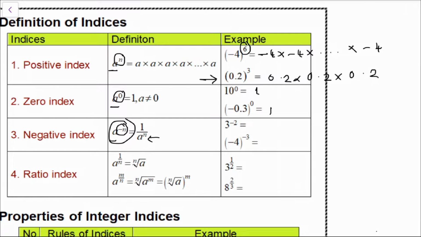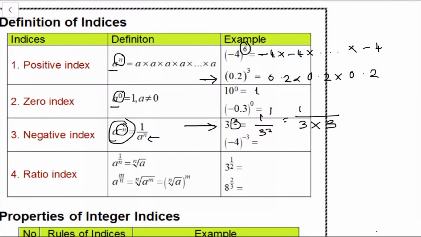To make you see it clearly, let us look at the first example. You have 3 to the power of negative 2. Before you calculate, move this index to the denominator first. So it will be 1 over 3 to the power of 2. Now the negative power becomes positive after you move it to the denominator. Then you can proceed. It will be 1 over 3 times 3. You multiply 3 for 2 times because it has power 2.